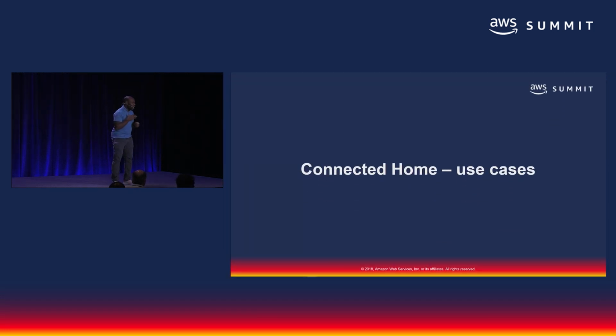So now that we know about all the AWS services, how do we start applying that to some of the smart home use cases that you see?